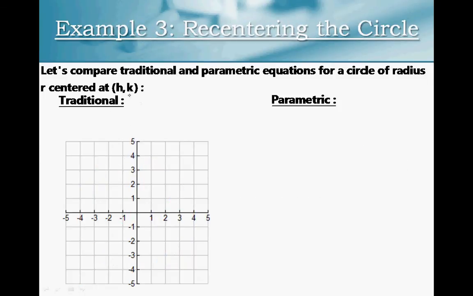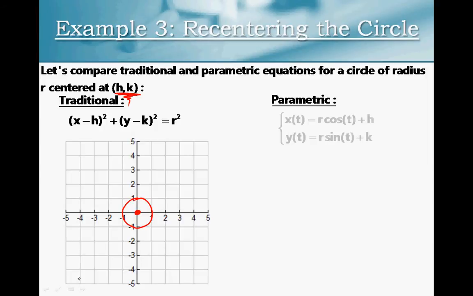Now let's say instead of leaving a unit circle centered at the origin, we want to move things around in the xy plane. The traditional way of writing this is x minus h quantity squared plus y minus k quantity squared is equal to r squared. Parametrically, this is x of t is equal to r cosine of t plus h, and y of t, the y coordinate, is r sine of t plus k. So what we're doing is we're still dilating by a factor of r, whatever we want our radius to be, just multiply by that, and then this h and this k, it's a translation.